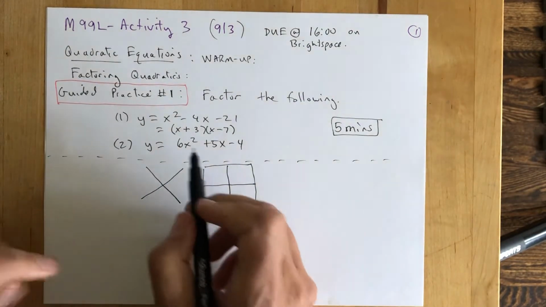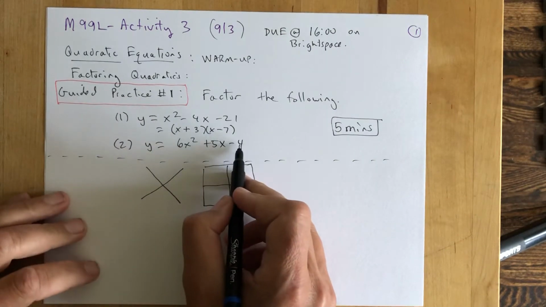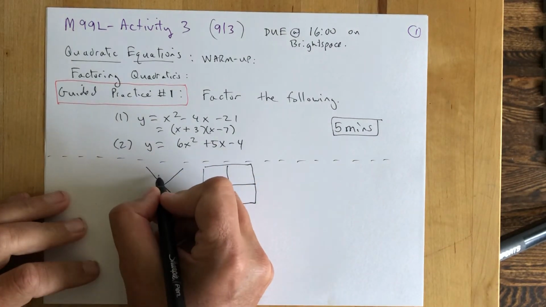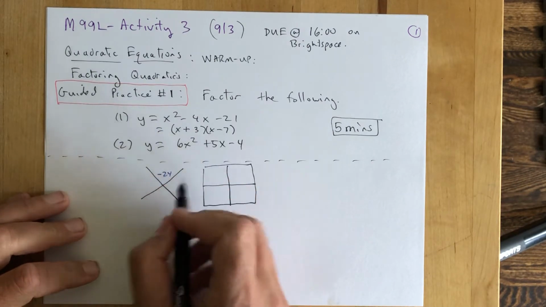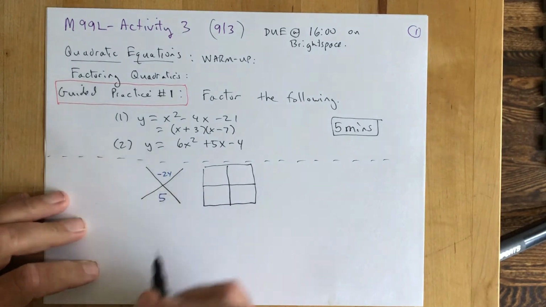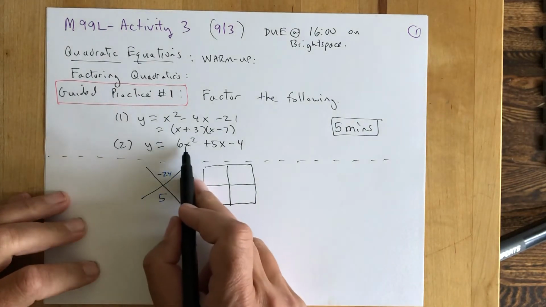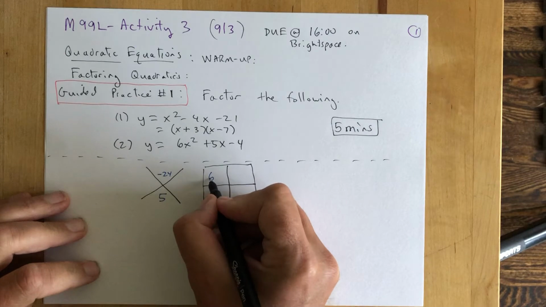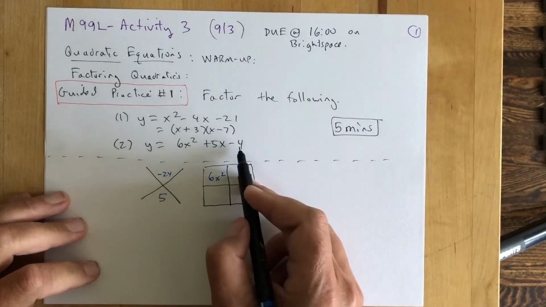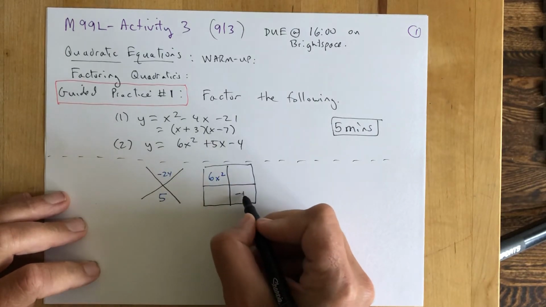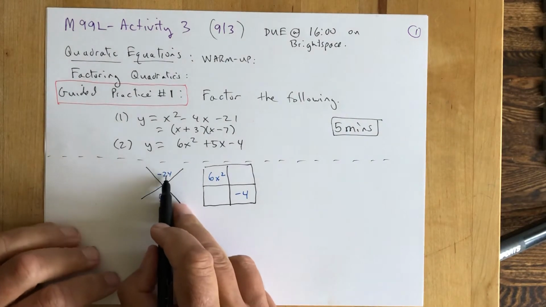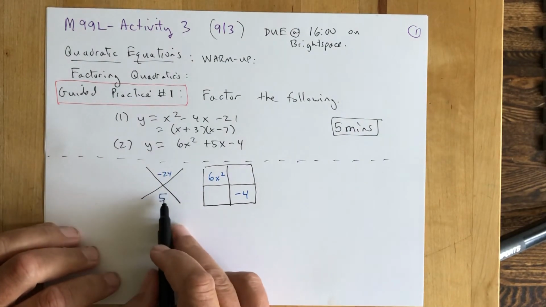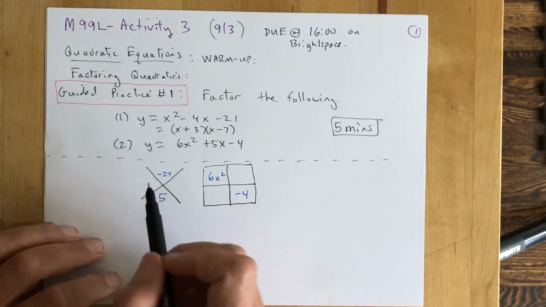So what you do is you take the outside numbers, the 6 and the minus 4, and you multiply them together. You put that here, so minus 24. And then you take the inside number, 5, and you put it here. Then you take this term, the 6x squared, and you put it here. And you take this term over here, minus 4, and you put it here. So that's the setup. Now you're looking for two numbers that when multiplied give you minus 24, and when added give you 5.